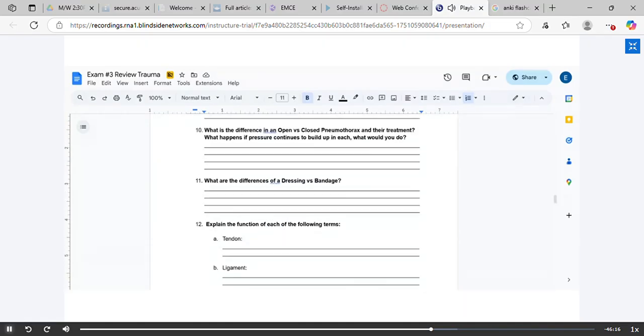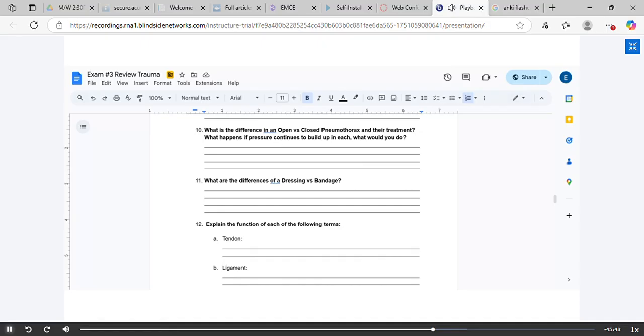Number 10, what's the difference between an open pneumothorax versus a closed pneumothorax? What's their treatment? What happens if the pressure continues to build up? So we talked about this at the beginning of the review. Remember, your open pneumothorax is where you have a hole in the chest wall, and this can be anterior or posterior, but it's a hole in the thoracic wall, and so it's open. Our treatment of that is to place a gloved hand on top of it and then place an occlusive dressing on it to make sure that it can vent if air builds up in that pleural space.